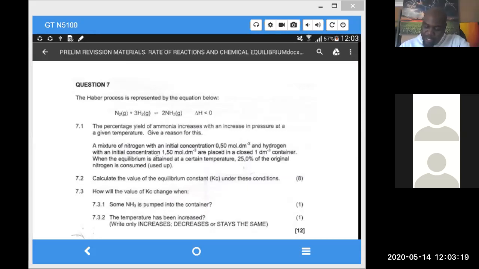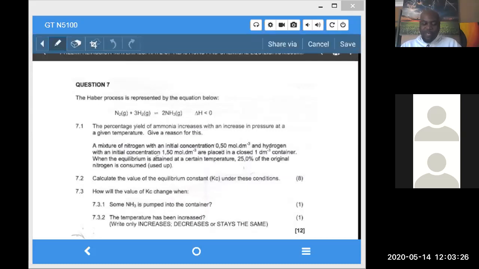This is about equilibrium. And here we've got a very good example of what equilibrium is all about. So here is the Haber process. The Haber process is represented by the equation below. As you can see, nitrogen gas reacting with hydrogen gas to give us ammonia. And then they say the delta H is less than 0. Now, there's a few things to understand here.